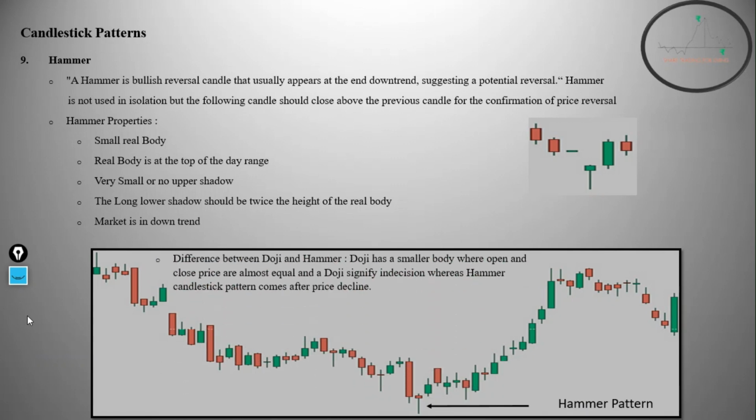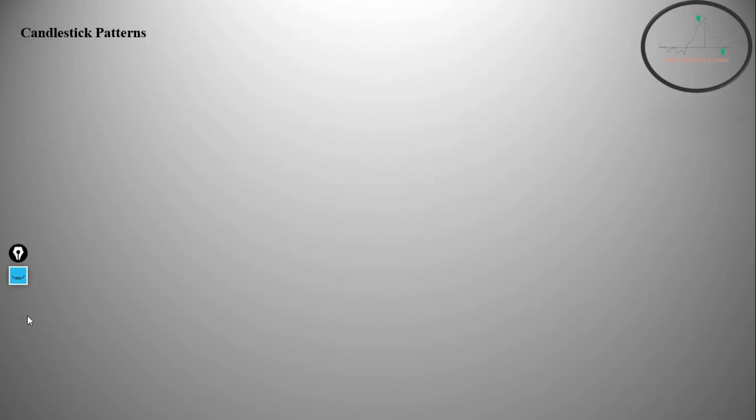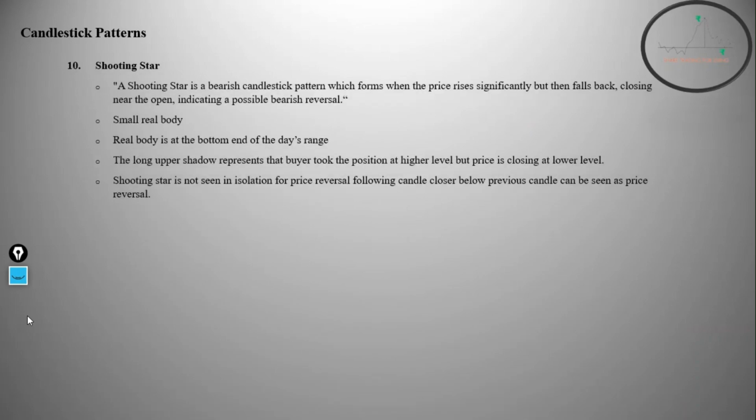Before going to the next slide, the difference between doji and hammer. A doji has a smaller body where the open and close prices are almost equal, and a doji signifies indecision, whereas the hammer candlestick pattern comes after a price decline. So in a hammer, the body will be bigger than the doji. So let's move to the next pattern.